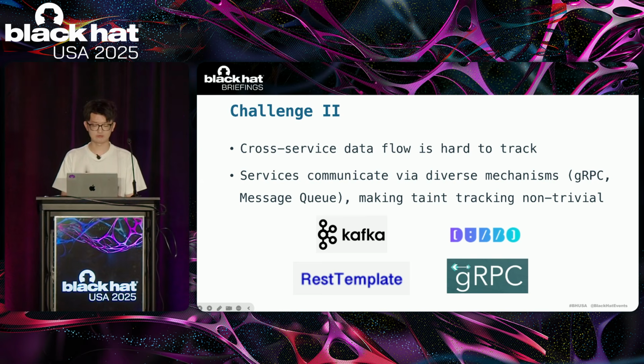The next challenge we face is tracking data as it moves between services. Microservices use different communication methods, such as REST template, gRPC, or message queues like Kafka. These interactions create complex data paths that traditional tools, which focus on single services, have trouble following. Because of this, tainted user input can slip through services unnoticed, making it harder to catch hidden security risks.